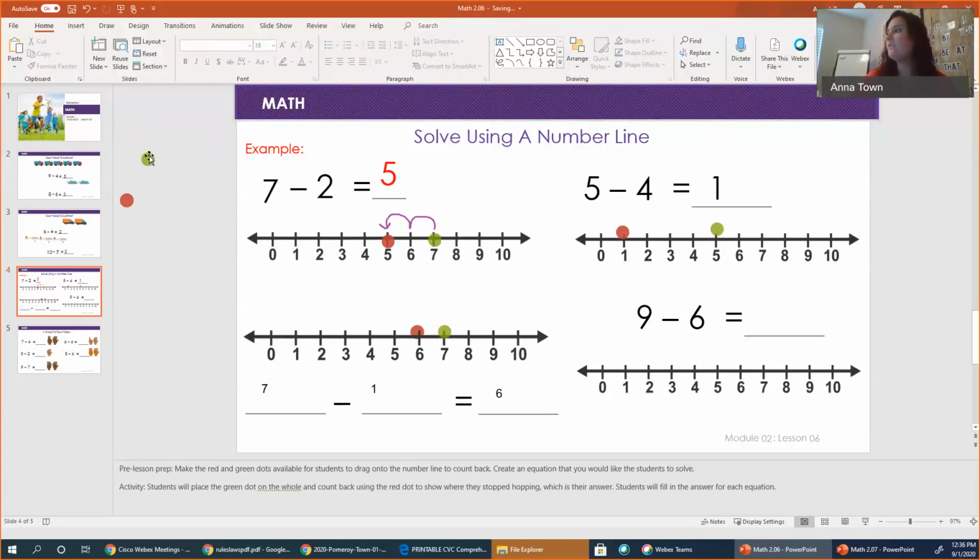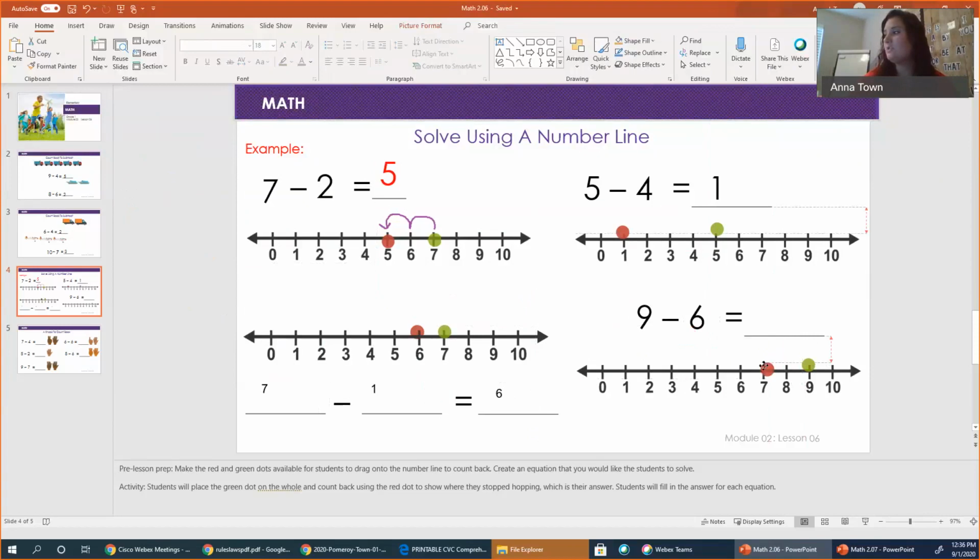Now we're going to go over to our 9 minus 6. So I'm going to take my green dot, and place it on 9 because 9 is our starting number. I'm going to take my red dot and we're going to go to the 9 and now we're going to go backwards 6 hops.